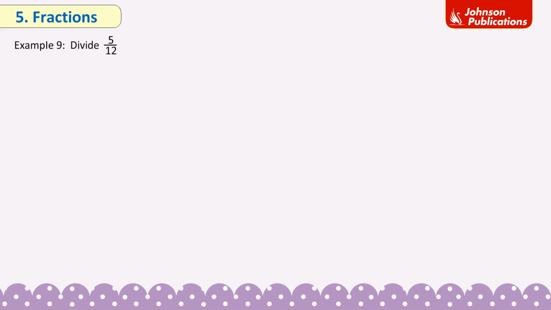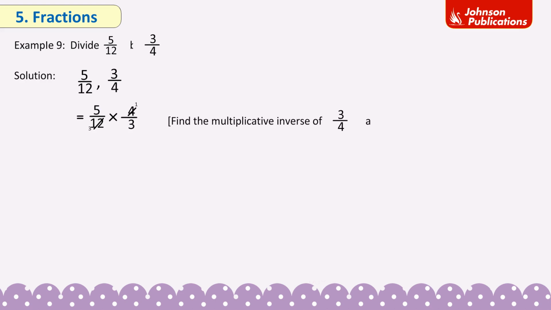Example. Divide 5/12 by 3/4. Solution. 5/12 divided by 3/4 is equal to 5/12 into 4/3. Find the multiplicative inverse of 3/4 and multiply it by 5/12. Answer is equal to 5/3 multiplied by 3, which is equal to 5/9.